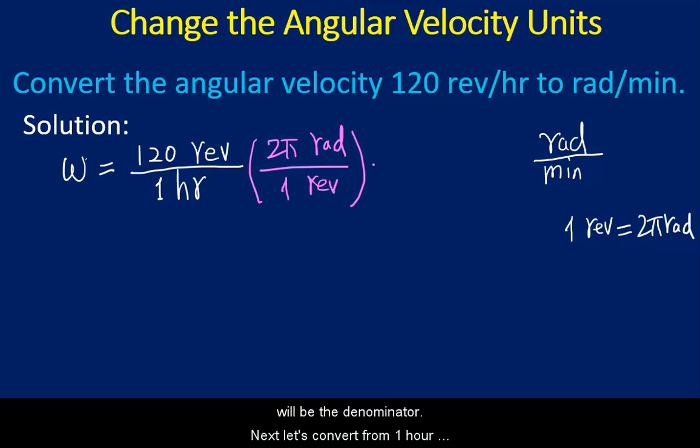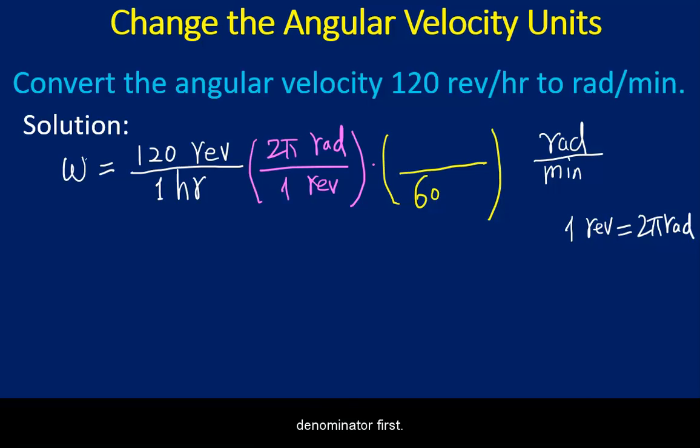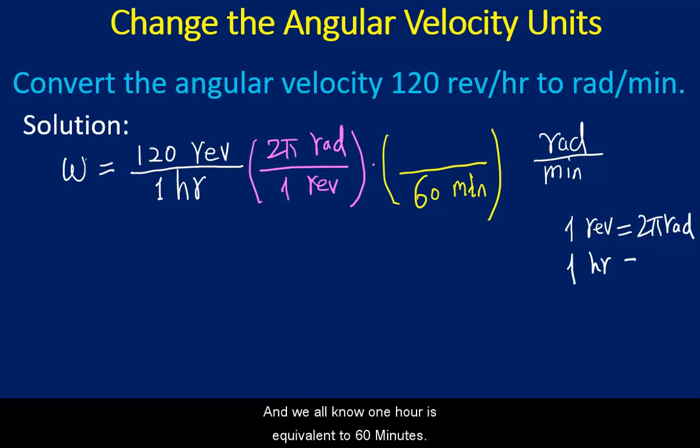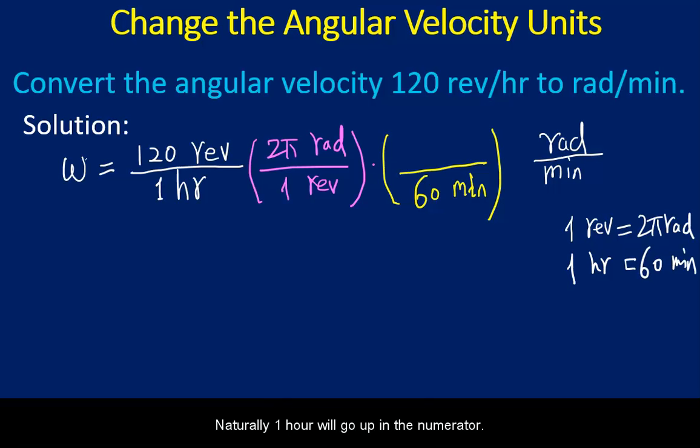Next, let's convert from 1 hour to minutes. Since we want minutes in the denominator, let's write the 60 minutes in the denominator first. And we all know 1 hour is equivalent to 60 minutes. Naturally, 1 hour will go up in the numerator.